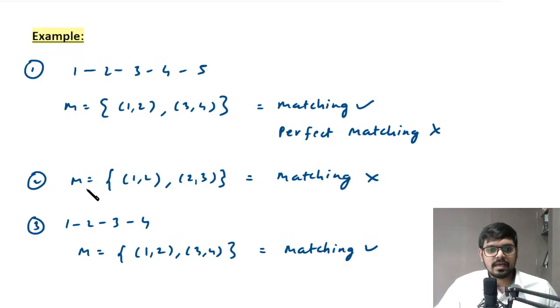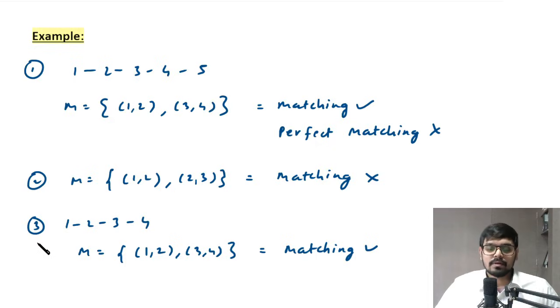What if I say M is equal to 1 2, 2 3, again a set of edges, but a common vertex is present, therefore not matching. If it is not matching, no point of talking about perfect matching. Definitely it won't be a perfect matching since it is not matching, right?